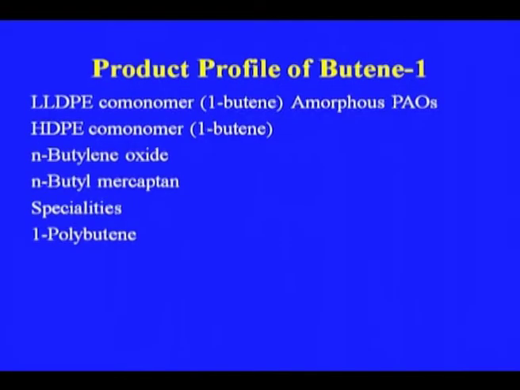Similarly, butene-1 is also one of the very important feedstocks, especially for LLDPE, where we use 1-butene as comonomer. Some plants make butene-1 from other sources. Both the butenes are available in the stream, so you can separate the butene. The products include LLDPE comonomer, N-butylene oxide, N-butyl mercaptan, specialty chemicals, and polybutene. So these are some of the products of butene-1.